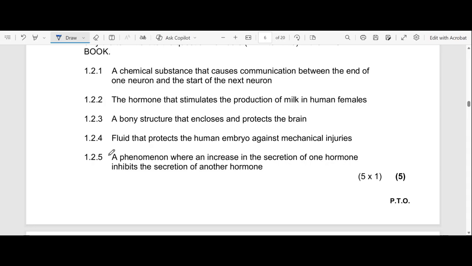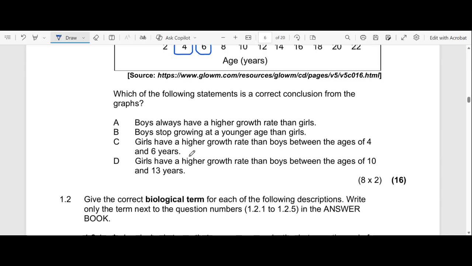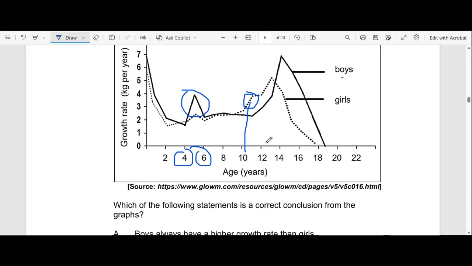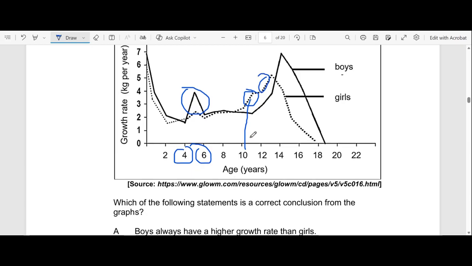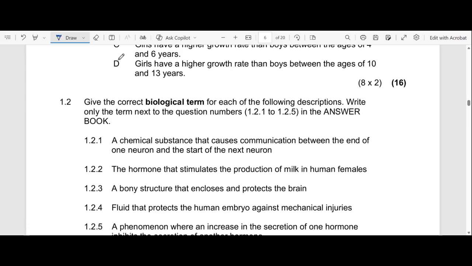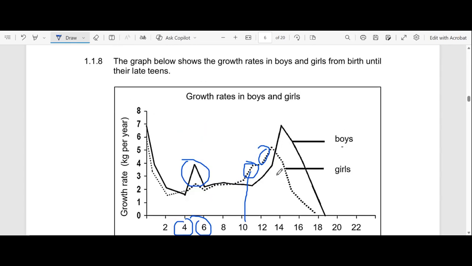Now let's go to D. Girls have a higher growth rate than boys between the ages of 10 and 13. That's true, right? Based on our graph, we can see that girls have a higher growth rate between the ages of 12 and 13 here. So this is the area we're speaking about. So our answer is D. That makes sense, between the ages of 10 to 13. So you can see here from 10 to 13.